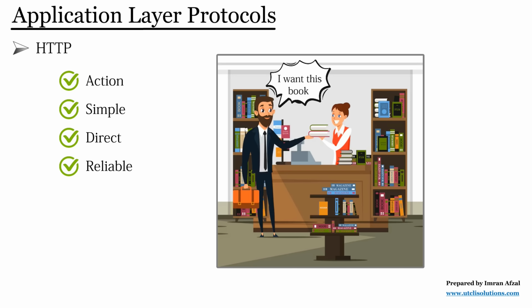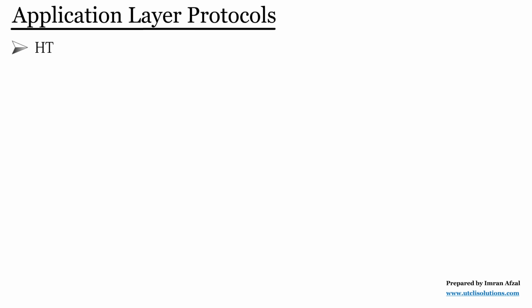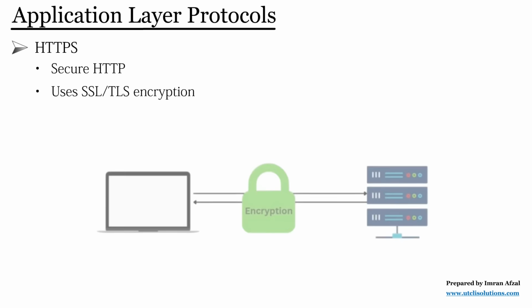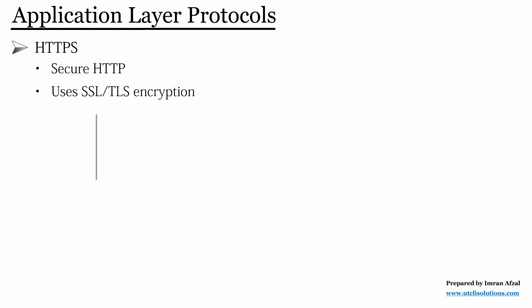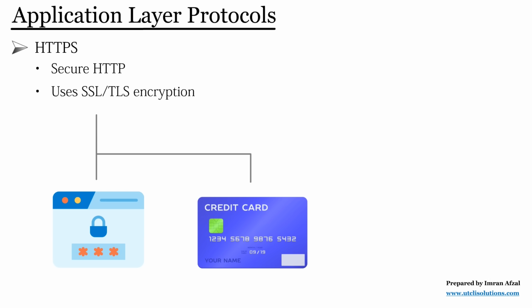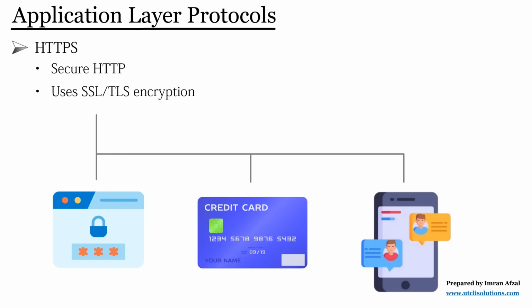Now let's add a layer of security. HTTPS, or secure HTTP, is the encrypted version of HTTP. It uses SSL/TLS encryption to protect the data exchange between your browser and the server. This is especially important when dealing with sensitive information like passwords, credit card numbers, or personal messages.